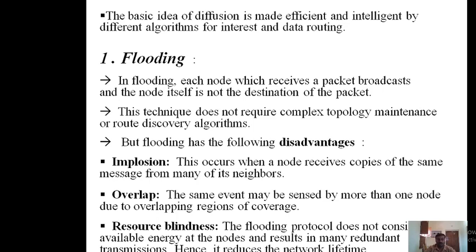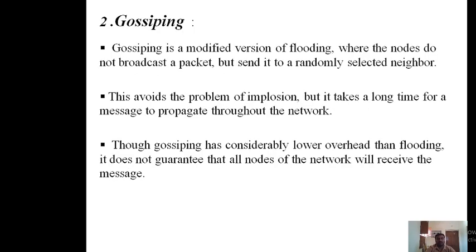Resource blindness means that flooding protocols do not consider the available energy at the nodes, and as a result many redundant transmissions are possible. While doing redundant transmissions, it generally reduces the network life also. So these are the three different types of disadvantages of flooding, and this is the concept of flooding.